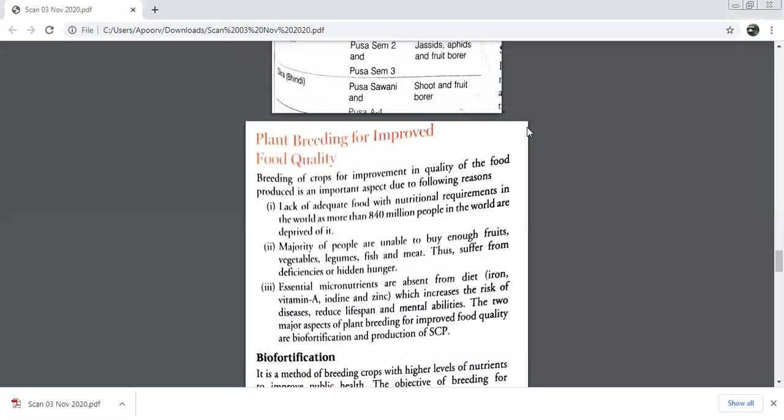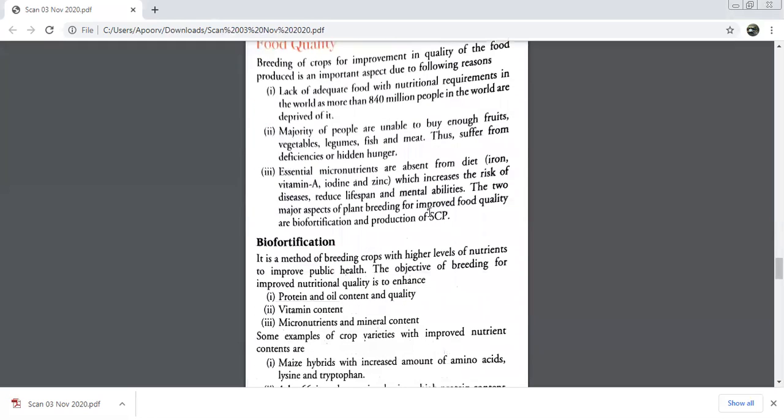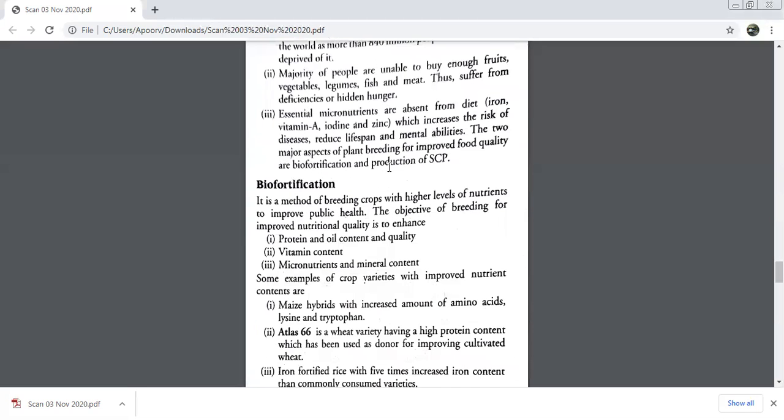We studied about Pusa Gaurav. Lack of adequate food with nutrition requirements in the world, as more than 840 million people in the world are deprived of food. Majority of people are unable to buy enough fruits, vegetables, fish, and meat. So they suffer from deficiency. This is also known as hidden hunger. Essential micronutrients are absent from the diet, like iron, vitamin A, iodine, zinc. So obviously there is an increase in the risk of diseases. It reduces the lifespan also.